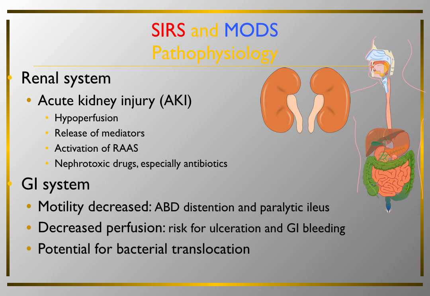In the early stages of SIRS and MODS, blood is shunted away from the GI mucosa, making it highly vulnerable to ischemic injury. Decreased perfusion to the kidneys is a big issue, especially for any medications that you might take, like antibiotics. That's why we sometimes do a peak and trough, like when we do vancomycin or tobramycin, etc. And of course, we talked about the GI system also being affected, which means decreased motility and perfusion, and what that can indicate and entail, as well as potential for bacterial translocation going into the blood, which leads to bacteremia.